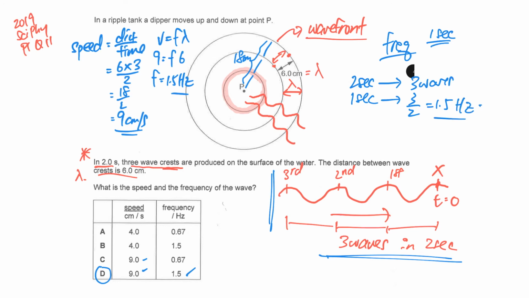So you have the frequency answer, and then you can work out your speed. Speed, v equals f lambda, the wave equation, and the frequency is 1.5, and the wavelength will be 6. And then from here, you know that the speed will be 9.0 cm per second. So either way, both are correct, so it depends on your approach.